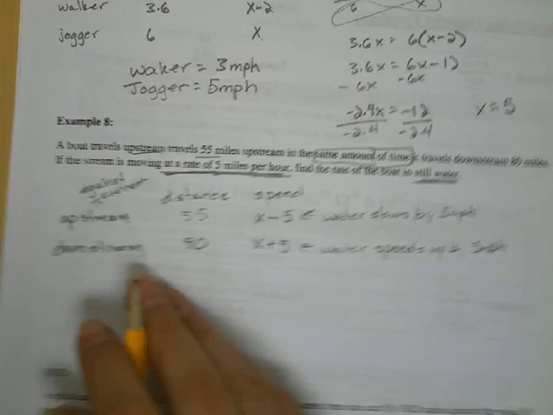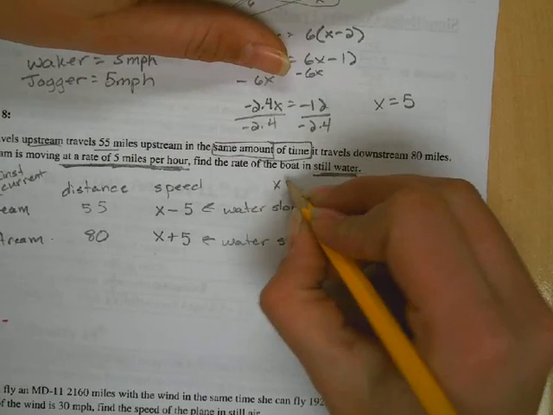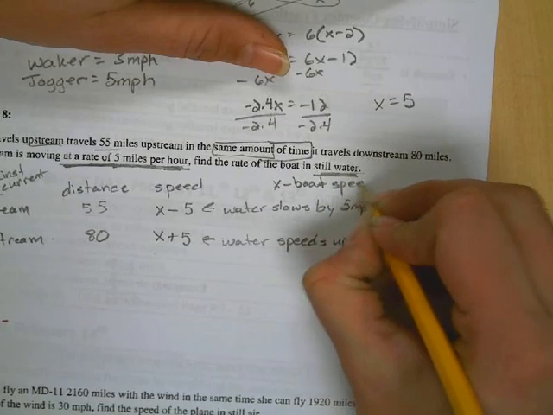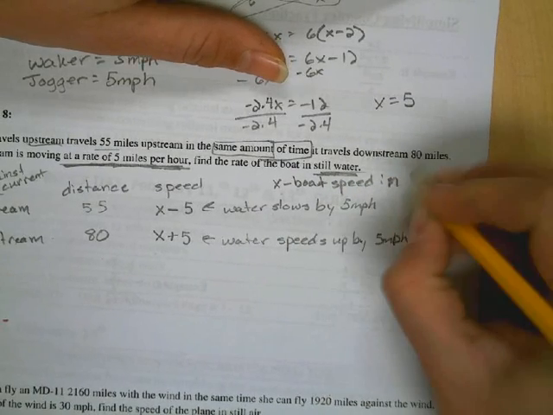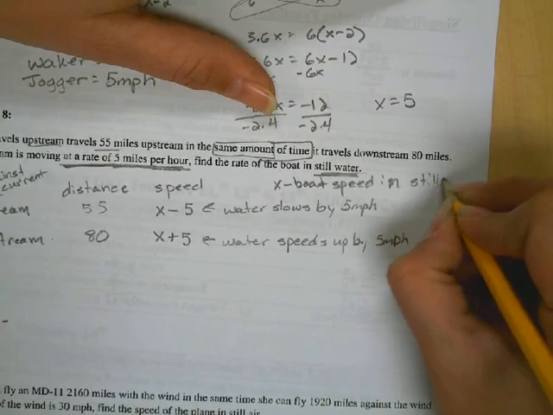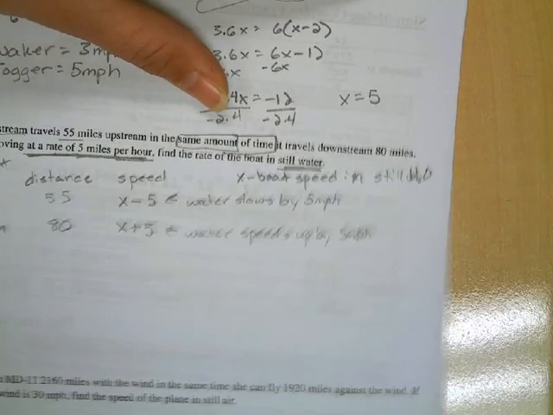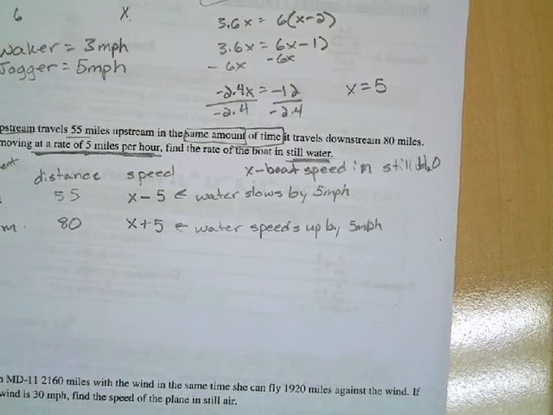So that's what we're looking at. You might want to make a little note to yourself that x is going to be the boat speed in still water. That's what our x actually stands for, still water. Still H2O, little chemistry for you there today. So we're going to be in still water.